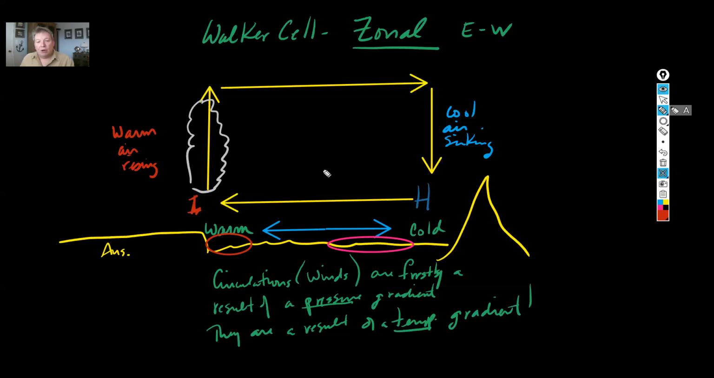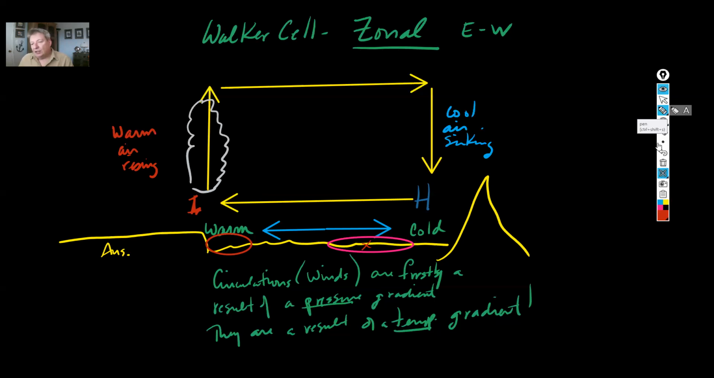Okay? So the Walker cell, zonal, east-west, the warm branch rises, cool air sinking, that's thermally direct. And we understand that in an El Nino, this should be weaker. Now, in a La Nina, this is colder than normal. This water over in this region is colder than normal, which means the zonal gradient is bigger than normal. It means the winds are going to be stronger. So that's what's going on zonally, east-west.